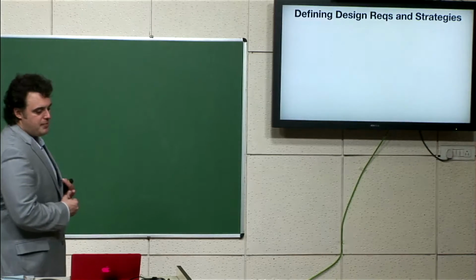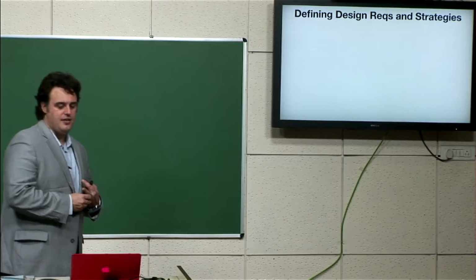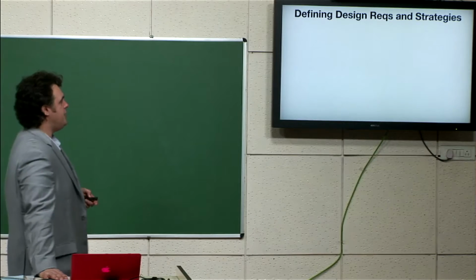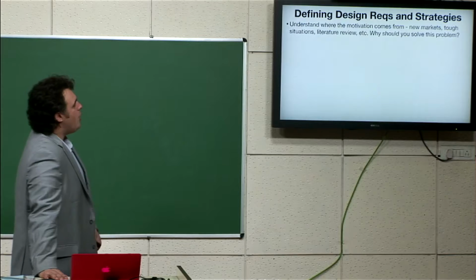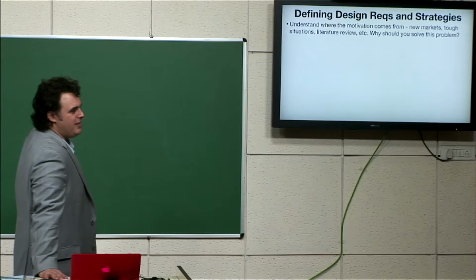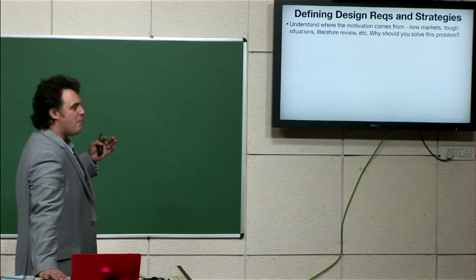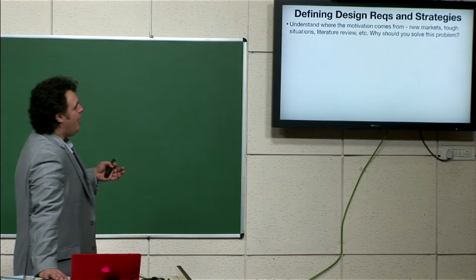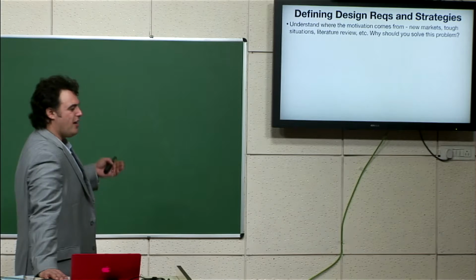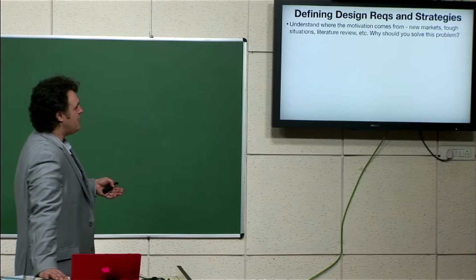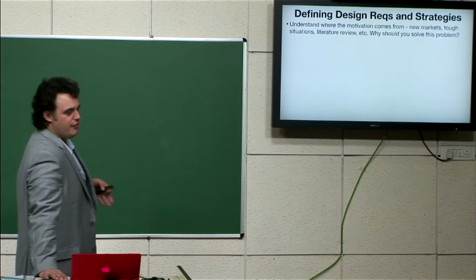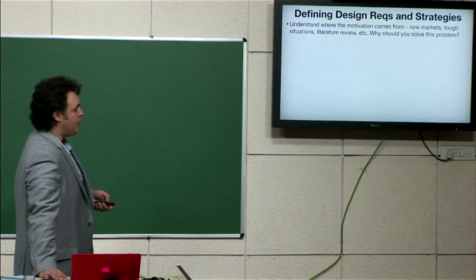Okay, so some points summarizing defining your design requirements and strategies. The first is you want to understand where your motivation comes from. And this is going back to the Venn diagram of problem merit, right? Are there new markets you're trying to gauge? Are there tough situations you're trying to address? Can you look in the literature, what's going on? Why should you solve this problem? You want to answer that for yourself.